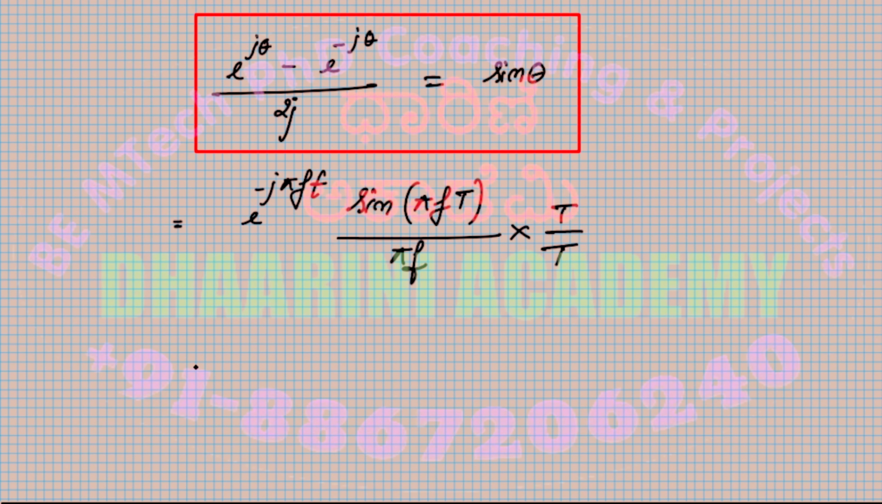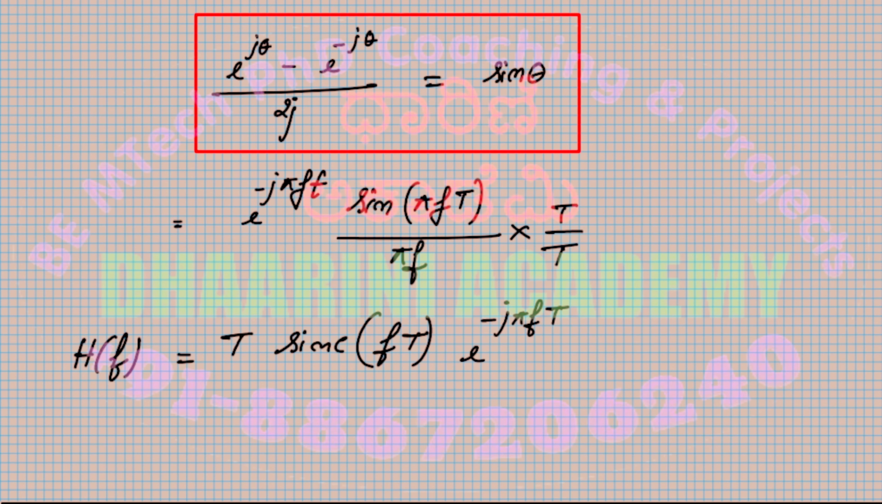So I can directly write it like this. The T which is there, I'll write it first, then I write a sinc function. The sinc function is nothing but remove the pi and write whatever is there, that is fT. Sine pi theta by pi theta, if you have that, it's sinc theta. So sinc of fT, and then you write e to the power minus j pi f capital T. So what is this? This is H of f, the frequency content of h of t.